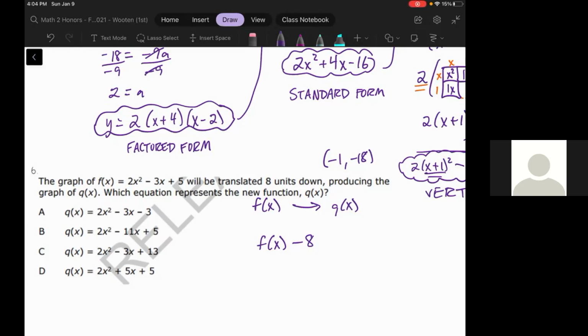So all we're going to affect here now is the y-intercept. So if you take that original equation, 2x squared minus 3x plus 5, and you want to move it 8 units down, you just take away 8. And if you do that, +5 and the -8 combine to just give you -3. So our correct answer here would just be A. Okay. So that's number 5 and number 6.